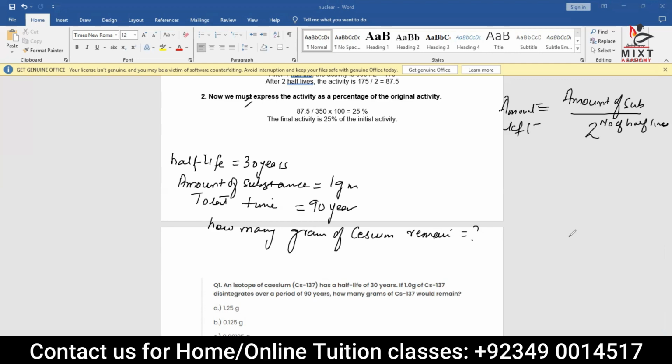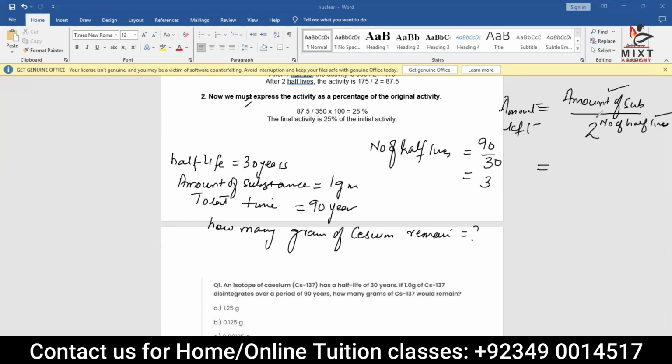Now, if you see the formula, how many things are known? You know the amount, you know the number of half-lives, you do not know the amount left. Now, how will you find out the number of half-lives? In 90 years, how many half-lives are there? The number of half-lives is equal to total time, which is 90, divided by 30, which is equal to 3. So, the number of half-lives is 3.